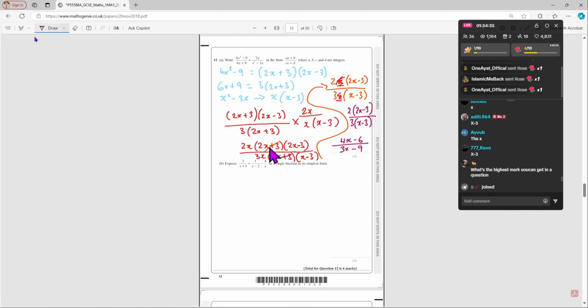What's the highest mark you can get in a question? The highest mark is the six markers. In the maths exam, there are 6 markers, but most of the time you see 5 markers. But I think in the end, most of the time there are 6 markers on the higher paper.